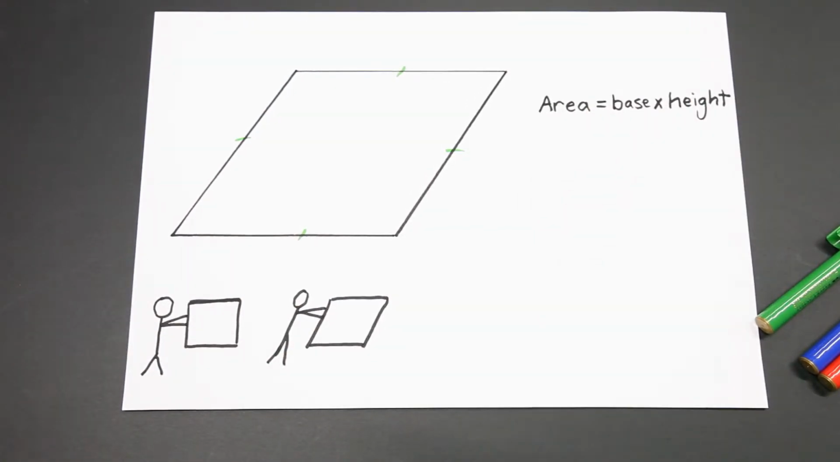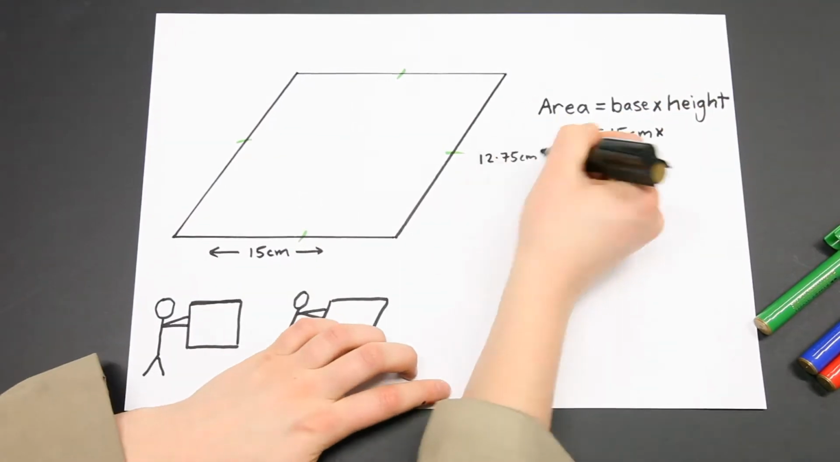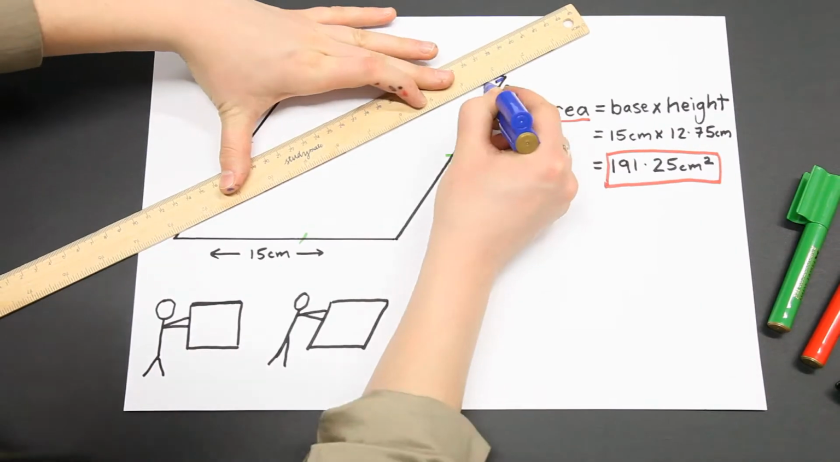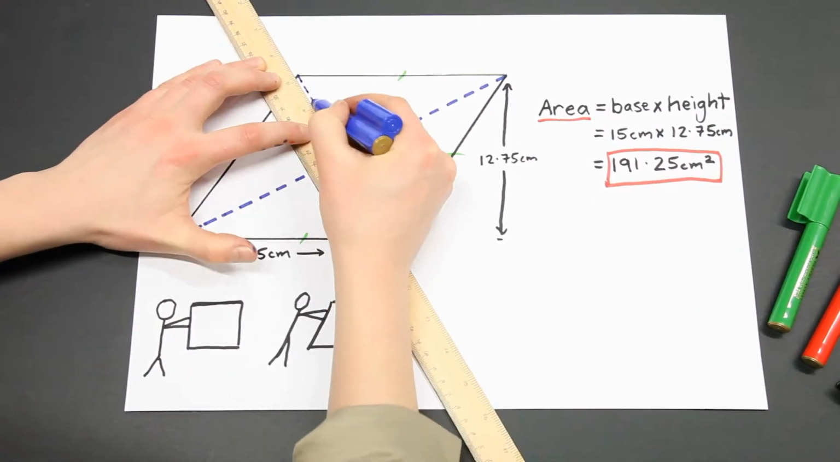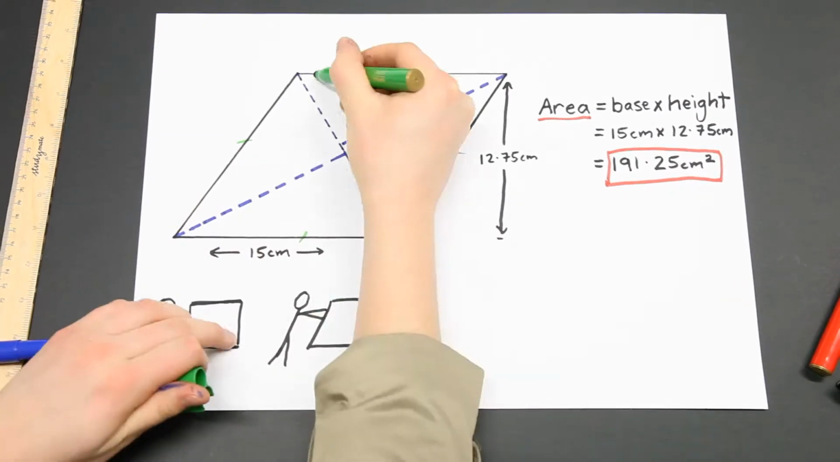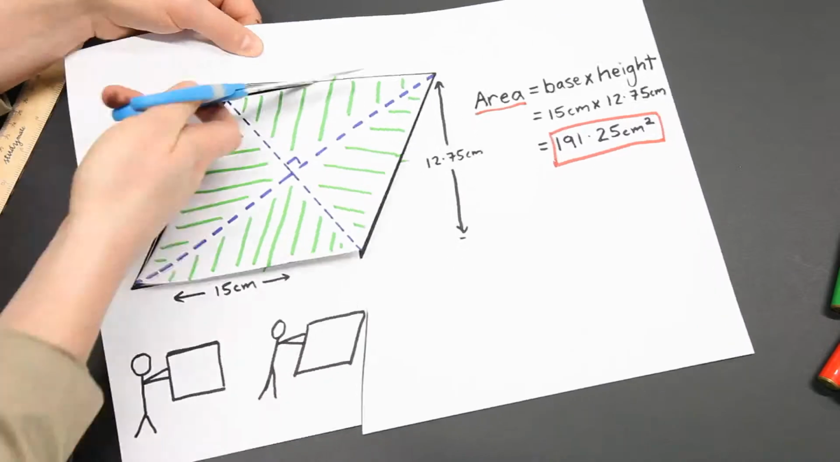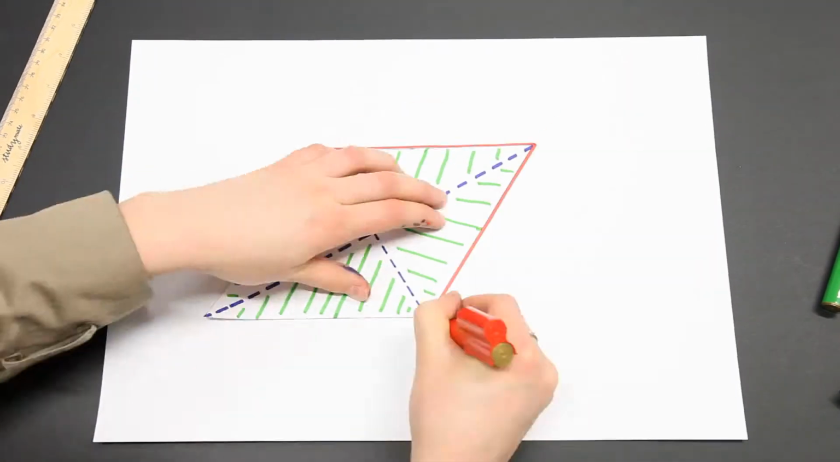So we can find its area in the same way that we find the area of a parallelogram, by multiplying the base and the height. But there is also another way we could calculate the area of a rhombus. If we draw diagonal lines through the center of the rhombus, joining the corners, then we create 4 right-angled triangles. So we can cut this rhombus into 4 triangles.